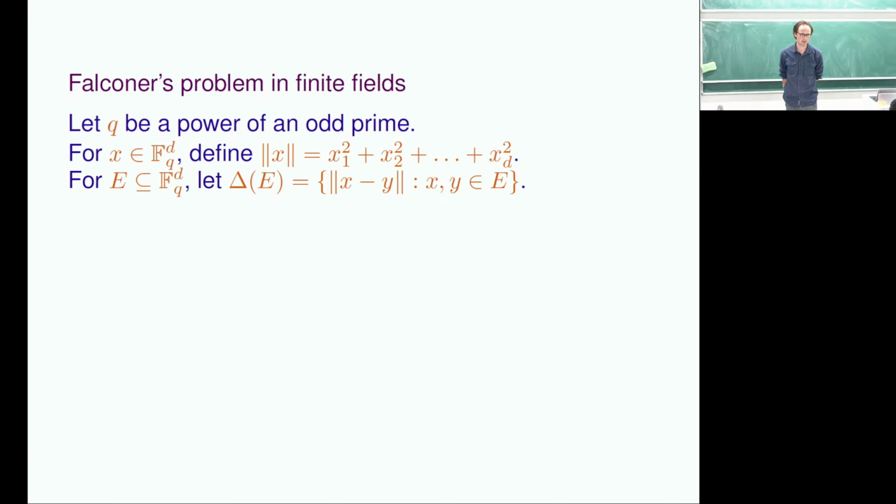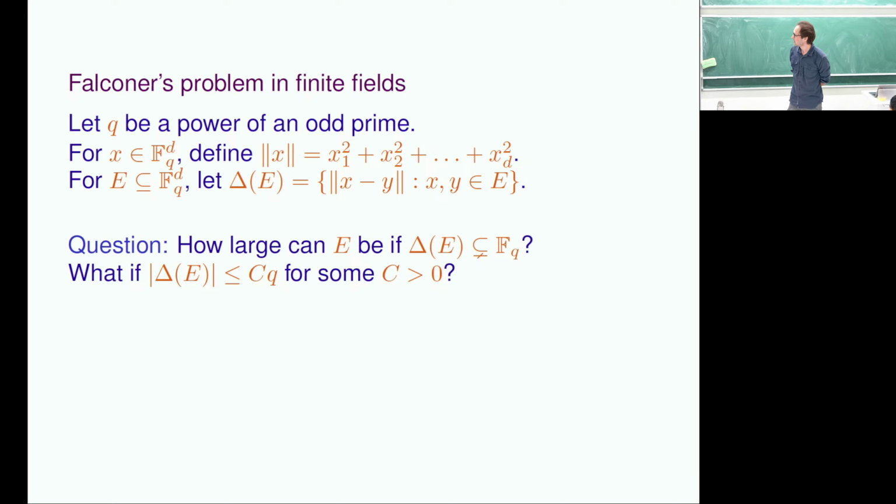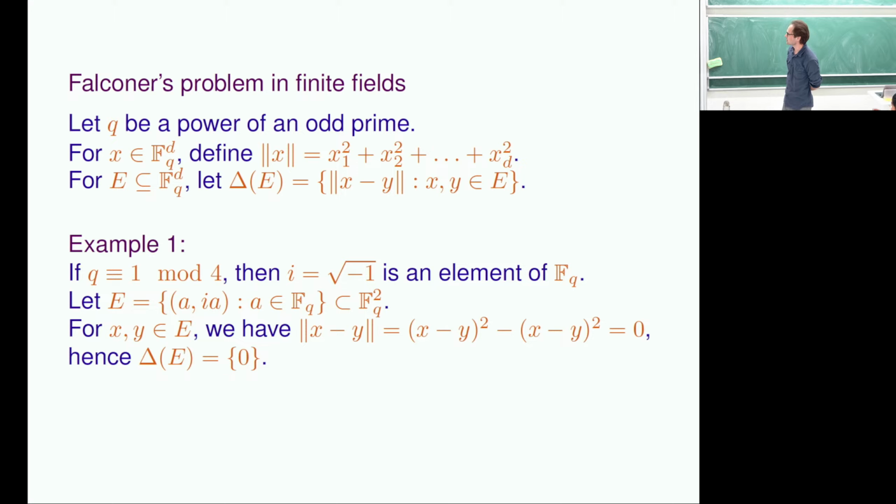And this isn't actually a distance, but it does share many of the same algebraic properties of distances and has some interesting properties. So the main questions that we're concerned about are, suppose that we know that the distance set of a set E is a strict subset of F_q, then how large can E be? Or a second question is, suppose that the distance set has smaller than some fixed positive density, then how large could the set be?